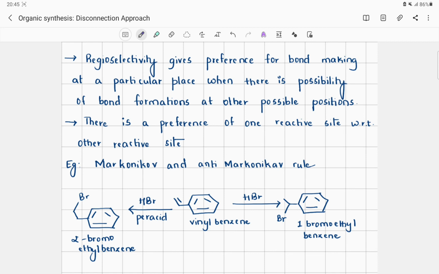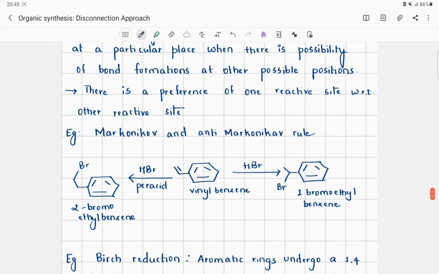If there are n number of possibilities present for the bond formation, which particular bond formation takes place gets to be decided by the concept called regioselectivity. There is a preference of one reactive site with respect to another reactive site. We always understand that in a regioselectivity phenomenon, there is always a preference given for one reactive site with respect to the other reactive site.